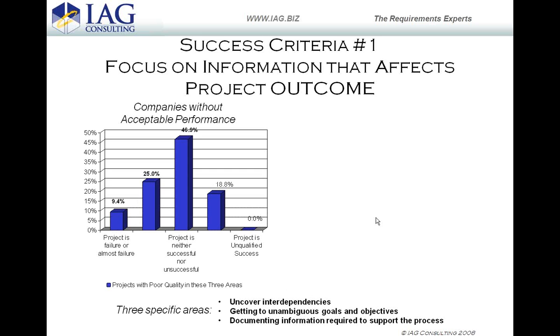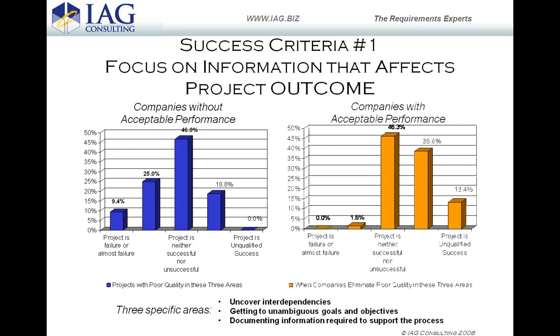So the first thing is that success condition number one is to focus on the things that affect project outcome. If you're very poor at capturing those three types of information, interdependencies, unambiguous goals and objectives, or documenting the information required to support the process, you have about an 18.8% chance of success. But the big problem is that you've got this very high proportion of project failure.